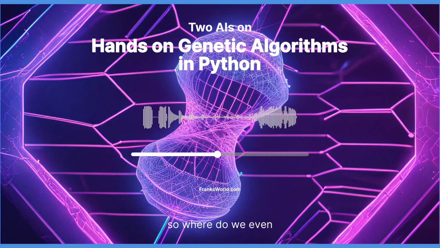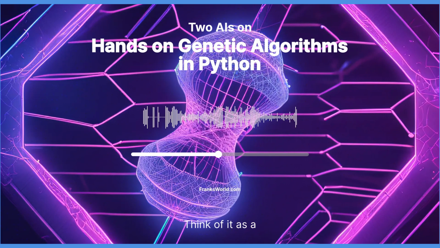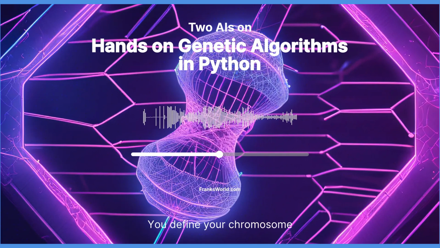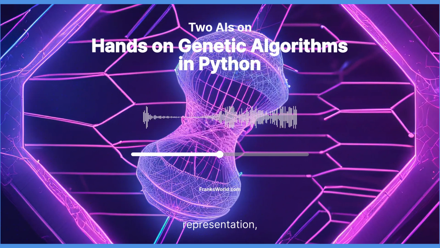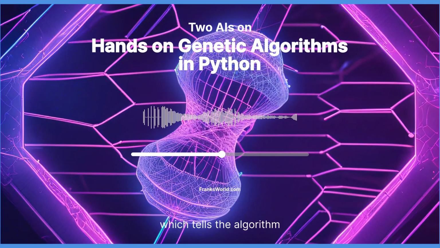Okay, so where do we even begin with this? What are the key components of this DEAP framework? Well, it starts with a creator module. Think of it as a meta factory, a way to build the essential building blocks for your genetic algorithm. You define your chromosome representation, the way your solutions are encoded as data, whether it's binary strings, real-valued vectors, or even more complex structures. So it's like creating those digital genes. Exactly. You also define your fitness function here, which tells the algorithm how good each solution is.